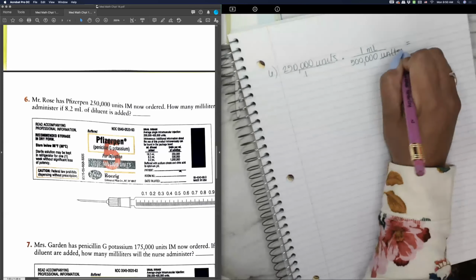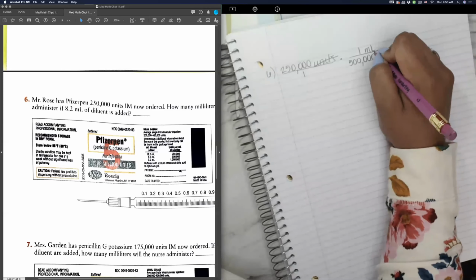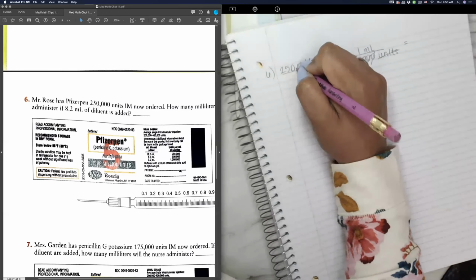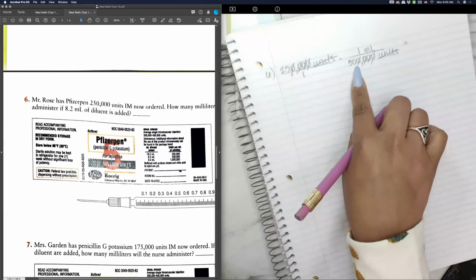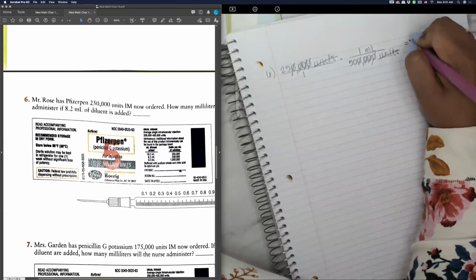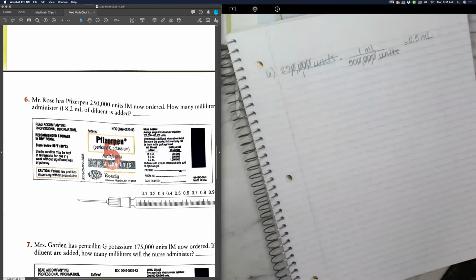Okay, so then we just finish solving like we do. 1, 2, 3, 4. 1, 2, 3, 4. So 25 divided by 50 is 0.5 milliliters. So we would administer to our patient 0.5 milliliters of medication. And again, on this problem, you would come over to your syringe, draw your vertical line at 0.5 milliliters, and then shade it in back towards the needle. Okay?